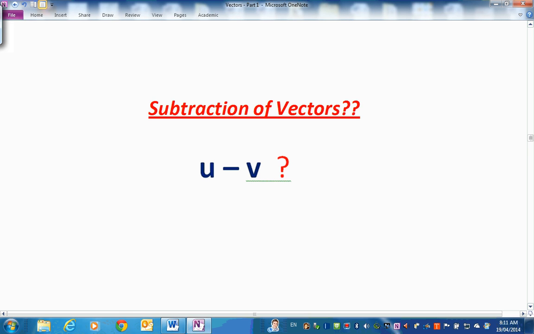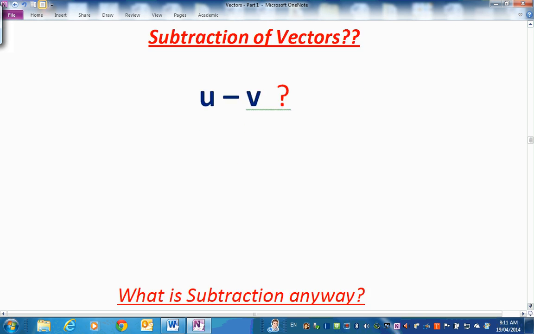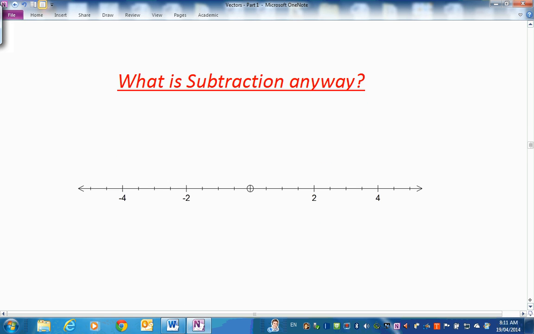Can you subtract vectors? We've talked about adding them and multiplying and going different directions. Is it possible to have U take V? Well, I think we've got to question something first, don't we? What is subtraction anyway? What's subtraction of numbers? Can you have 3 take 5? Yes, I think you can.